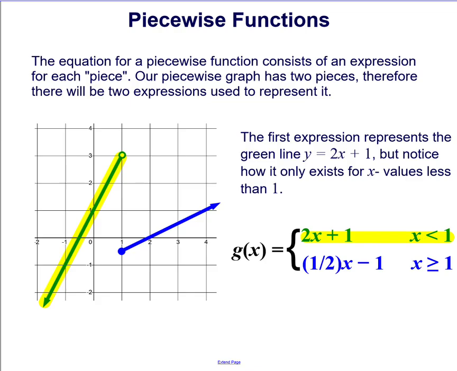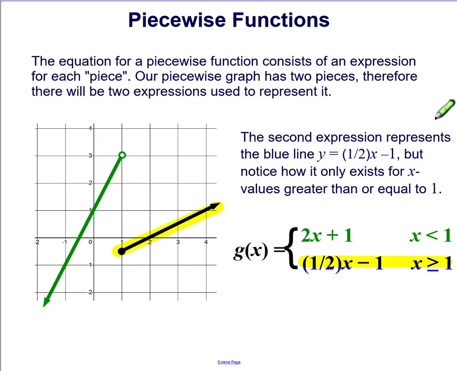The equation for a piecewise function consists of an expression for each piece. Our piecewise function graph has two pieces, therefore there will be two expressions used to represent it. The first expression represents the green line y equals 2x plus 1, but notice how it only exists for x values less than 1. So we highlighted here the part of the graph which is the green line, and this is the equation that is associated with that line, and it's only for values where x is less than 1.